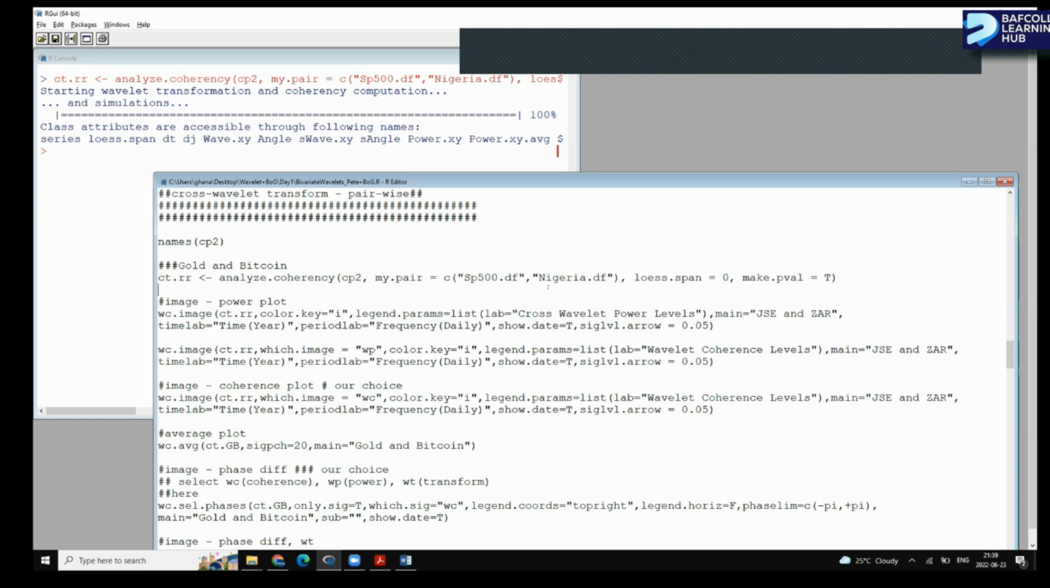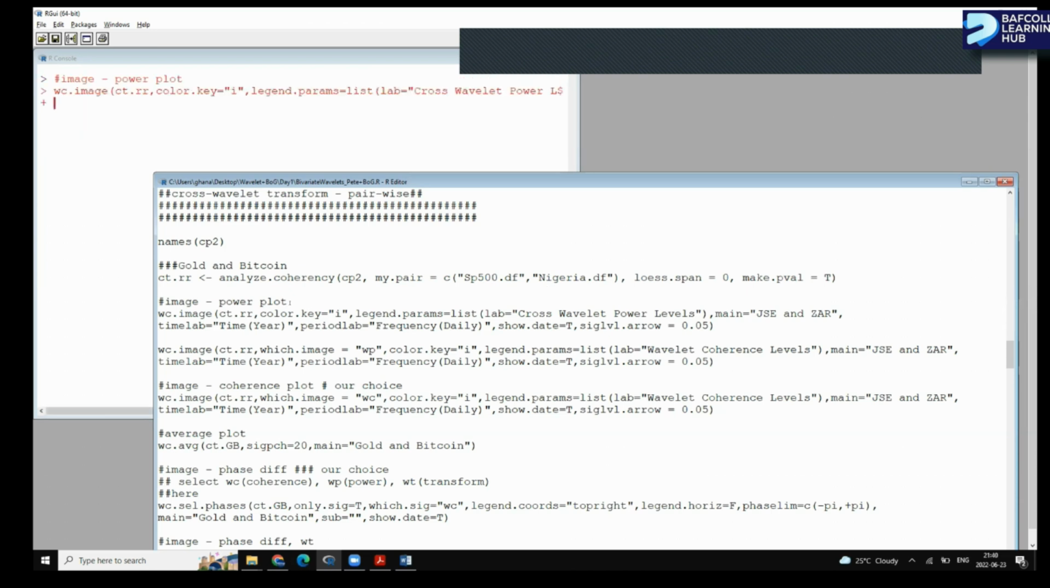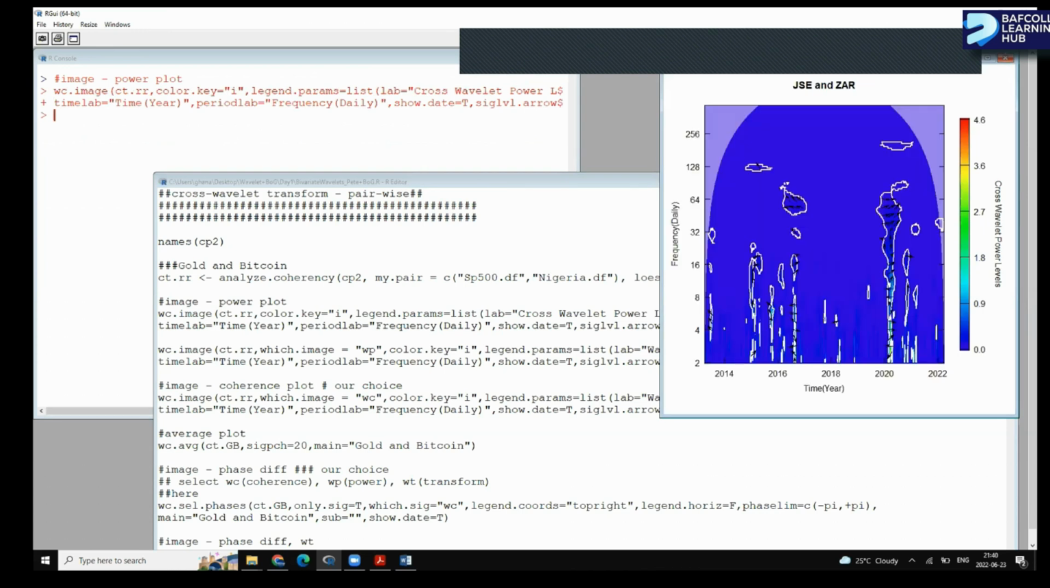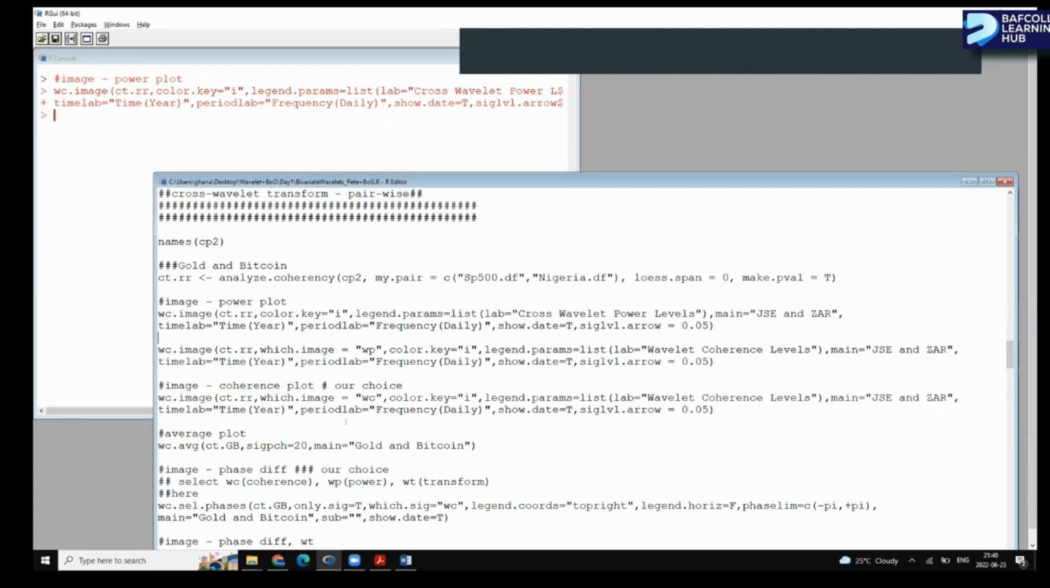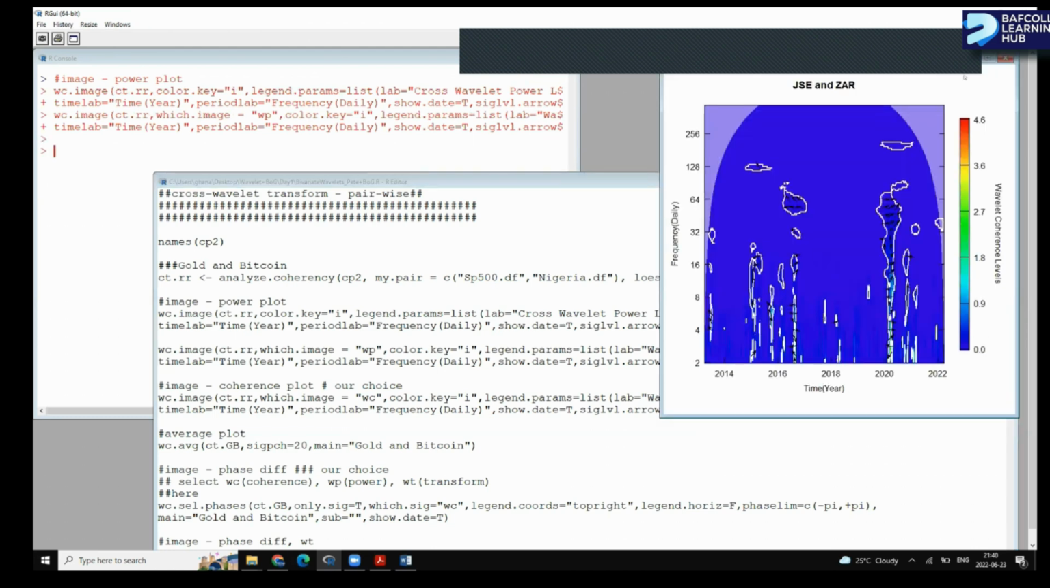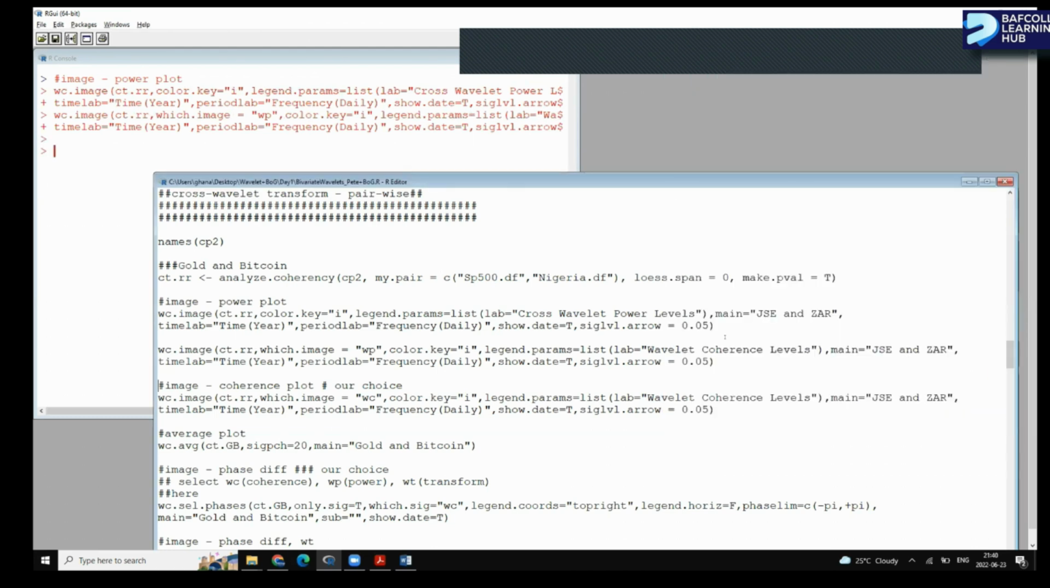Okay, the decomposition is done. You can just look at this briefly, but that's not what you are interested in. You don't need this one. Also don't need this one. What we need is our coherence plot, which is here. So let me change the names. This is SP 500 and Niger.